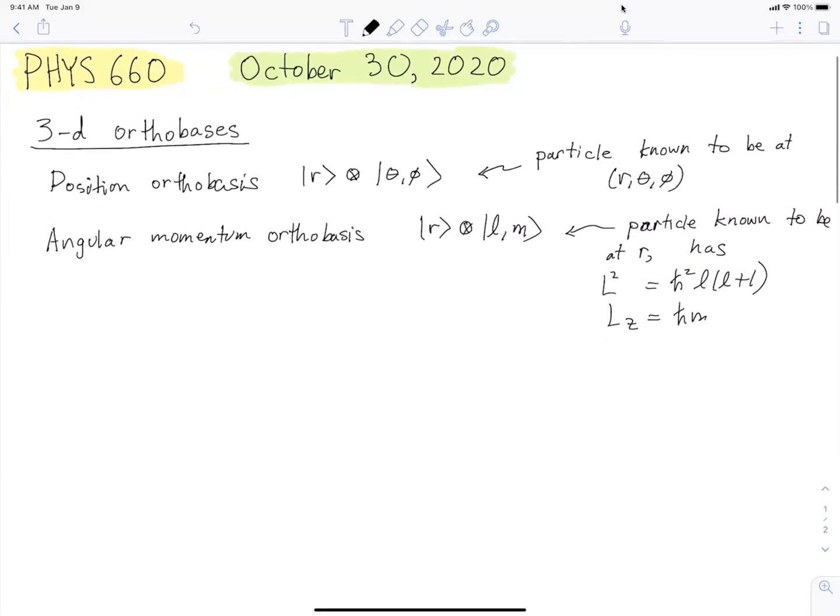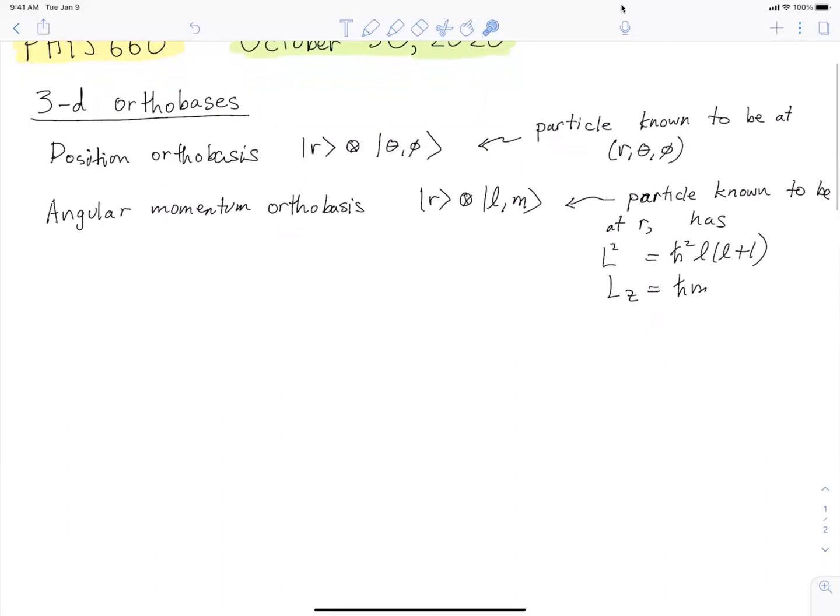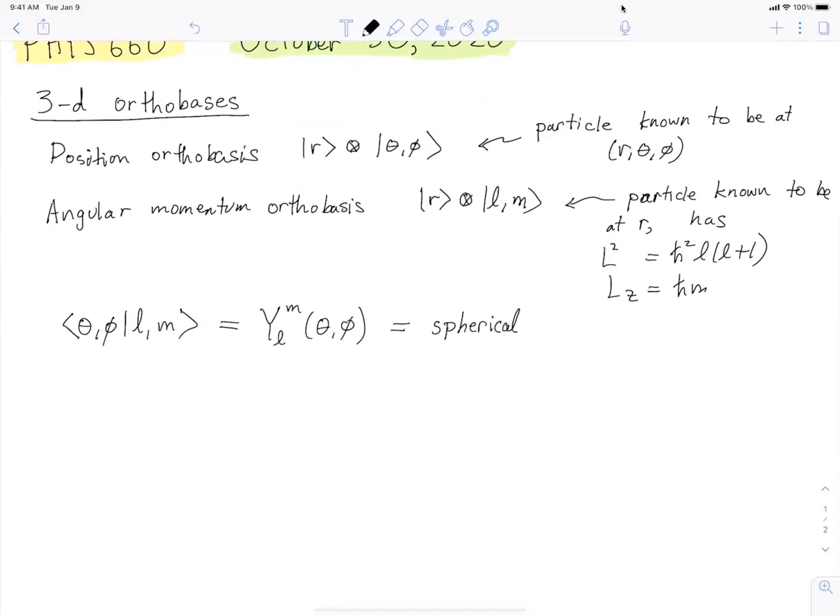So either one of these is a perfectly good orthobasis. The position coordinates are a complete set of commuting observables, and so is the combination of L squared, L sub z, and the radial coordinate r. They form a complete set of commuting observables. And we need to know how to convert between those two bases. The answer is given by this inner product, theta phi with Lm. That's what we define to be the YLMs. Sometimes we call them YLMs, but we can call them spherical harmonics.